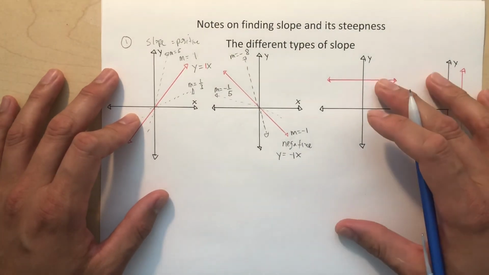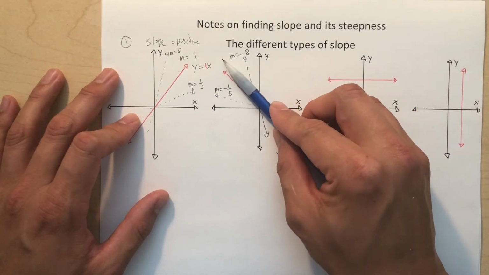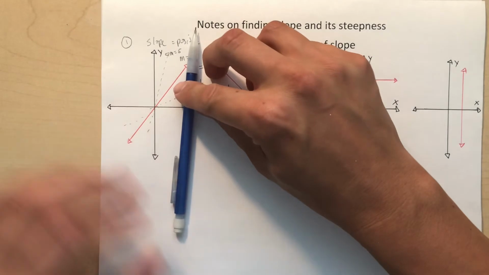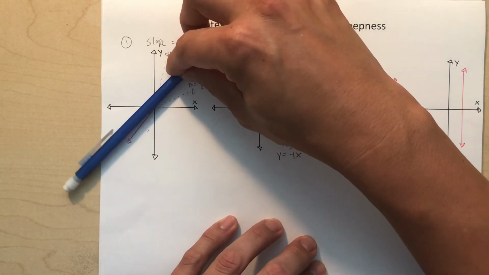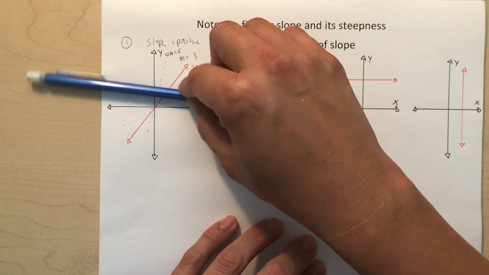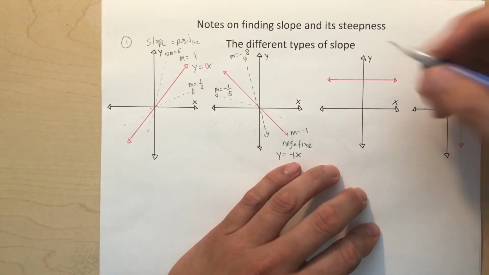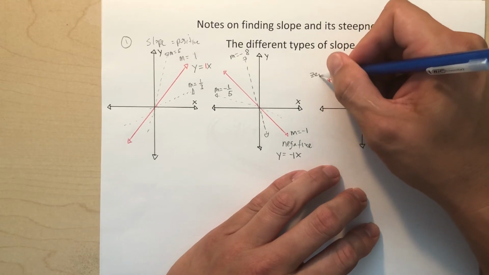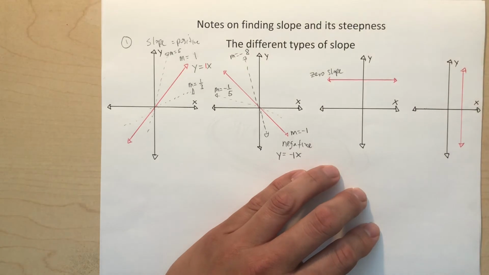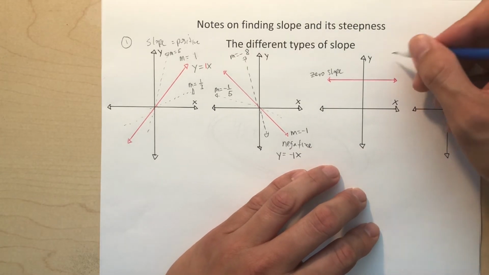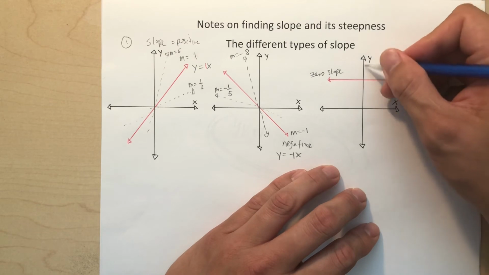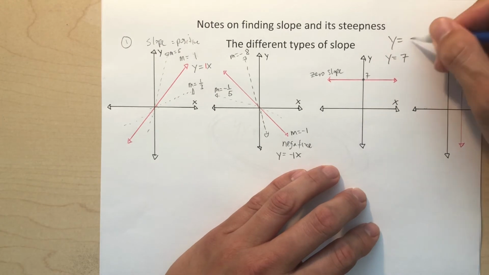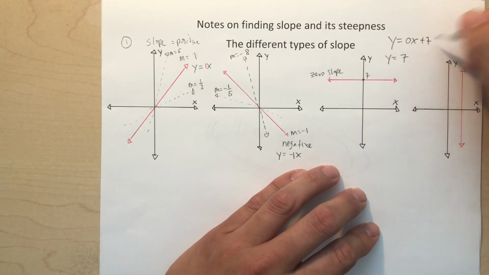Now, what happens if this graph keeps on going lower and lower and flatter, and it becomes completely flat? If its slope is going lower and lower, a smaller number, and then becomes flat, like this graph right over here, the slope is actually 0. So let's write down 0 slope. An equation for this one would be y equals, let's say, 7. You could also write it as 0x plus 7 if you wanted to, because the slope is 0.